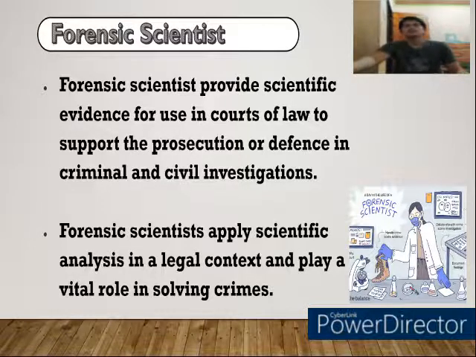They are very important in solving crimes because they are the ones that apply scientific analysis. That is nowadays very helpful because of the advancement of technology. They can use this to identify hidden information in the crime scenes.